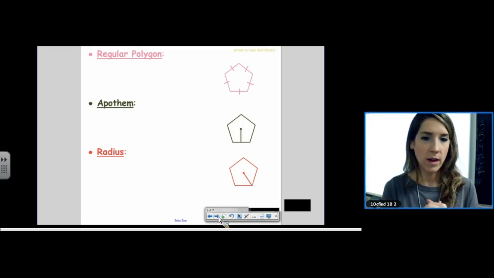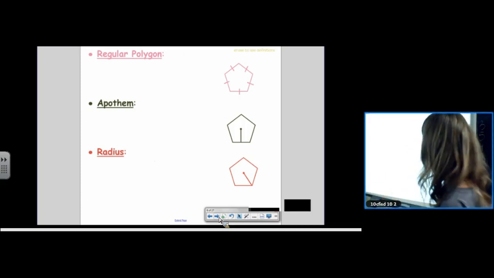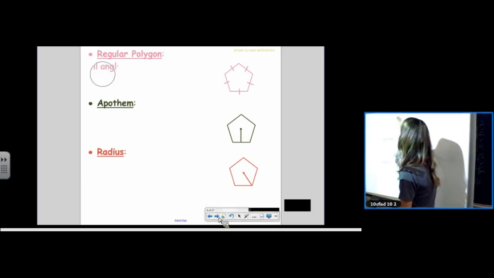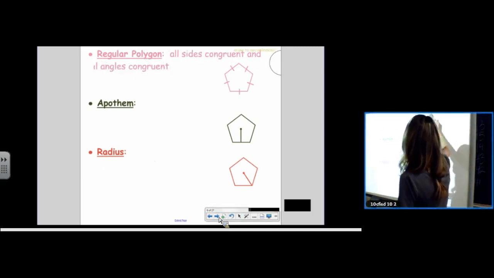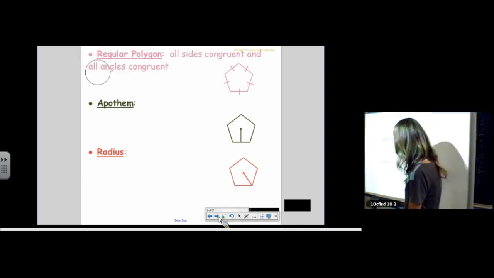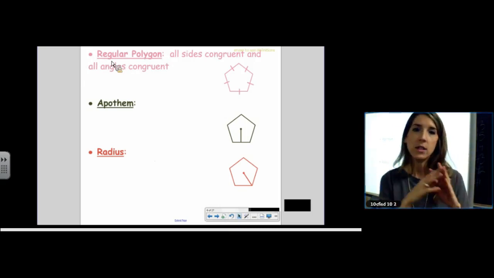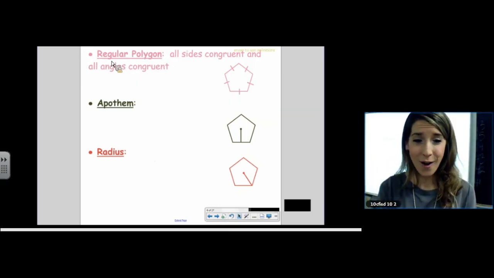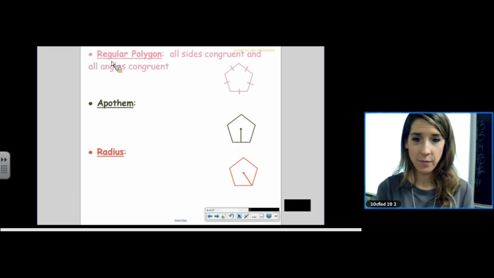Word number 1, regular polygon. Don't write the definition down because you already know this. A regular polygon is a polygon in which all sides and all angles are congruent. So tick mark on every side, arc on every angle. Okay, new word. So you can write this one down.